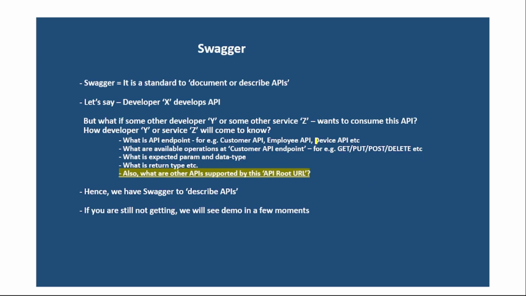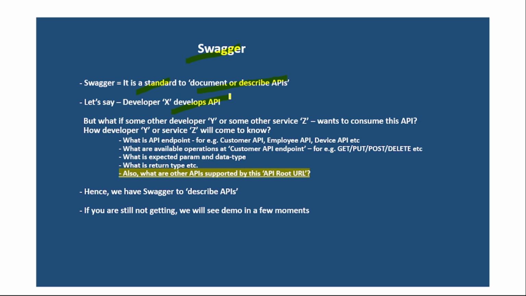And now let's discuss what Swagger is. So guys, Swagger is a standard to document or describe our APIs. And let's try to understand it with an example. So let's say a developer X develops an API.